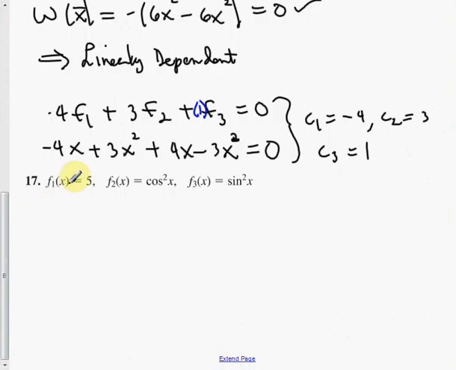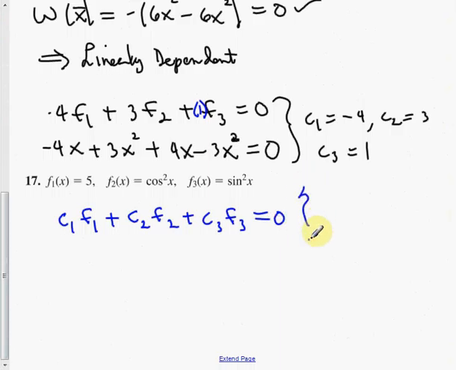Well, either the negative is going to be on f sub 1, or the negative will be paired with f sub 2 and f sub 3. So here, c sub 1 times f sub 1 plus c sub 2 times f sub 2 plus c sub 3 times f sub 3 equal to 0. Question. All right.